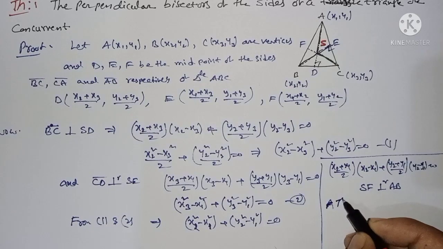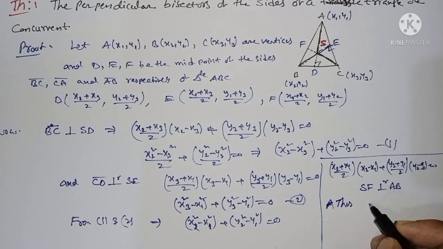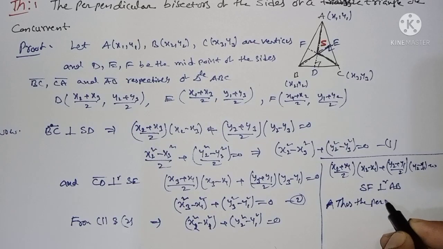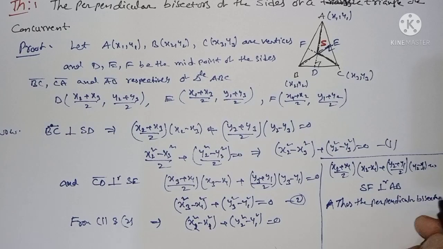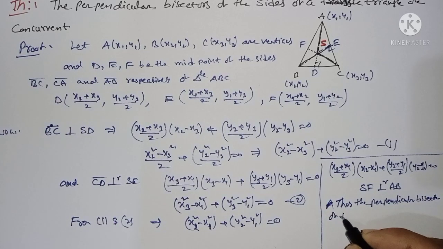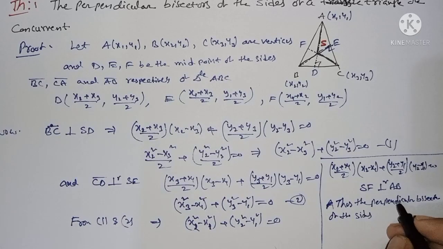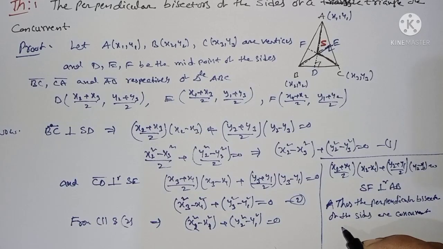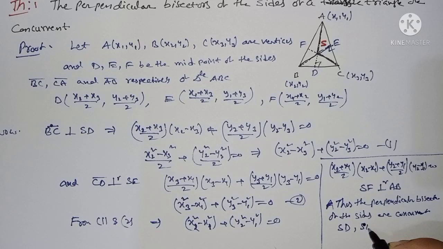Thus I can write here that the perpendicular bisectors of the sides are concurrent. Concurrent means SD, SE and SF are concurrent.